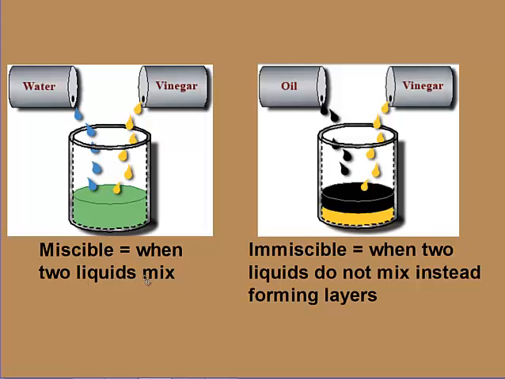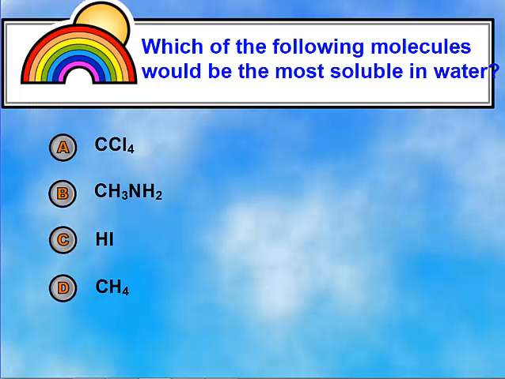When two liquids mix completely, we call that miscible, like water and vinegar. Our blue and yellow drops mix completely, giving us a green solution. While when two liquids do not mix, but instead form layers, we call that immiscible, such as oil and vinegar. So which of the following molecules would be most soluble in water? Go ahead and pause the video and try to answer this one on your own. Restart when you have your answer.